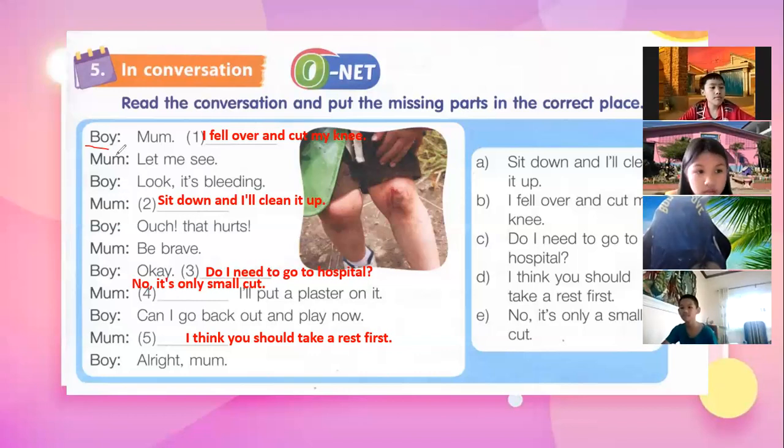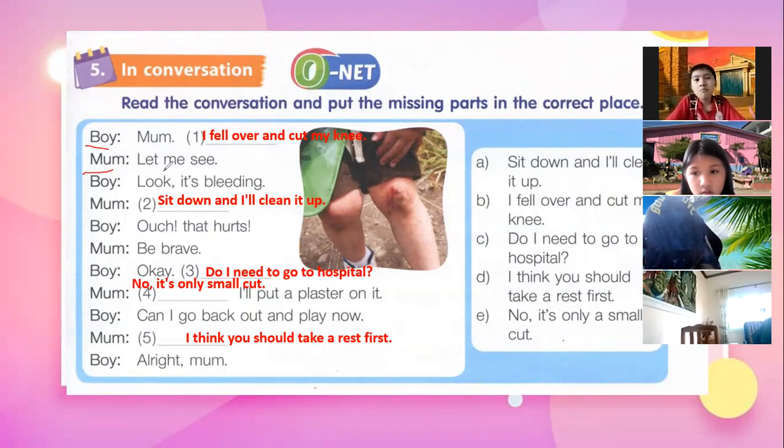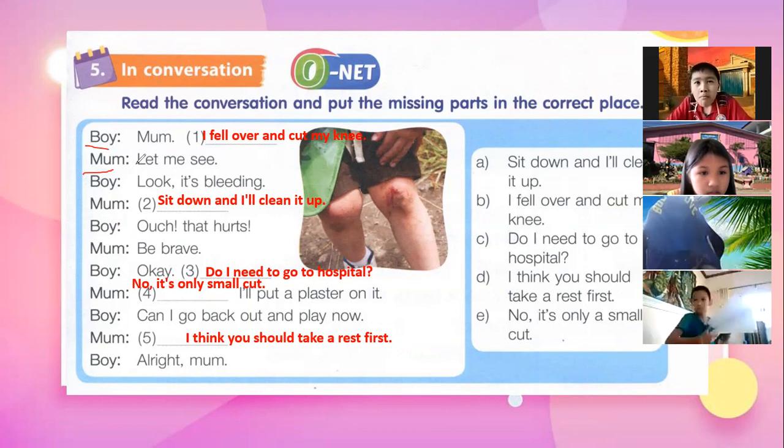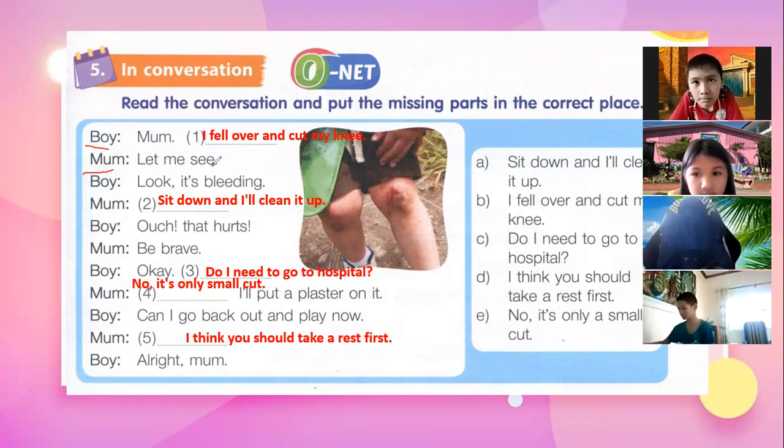All right, boy. Mom, I fell over and cut my knee. Students, boy. I fell over and cut my knee. Very good. Okay, mother. Mom, let me see. Together, let me see.